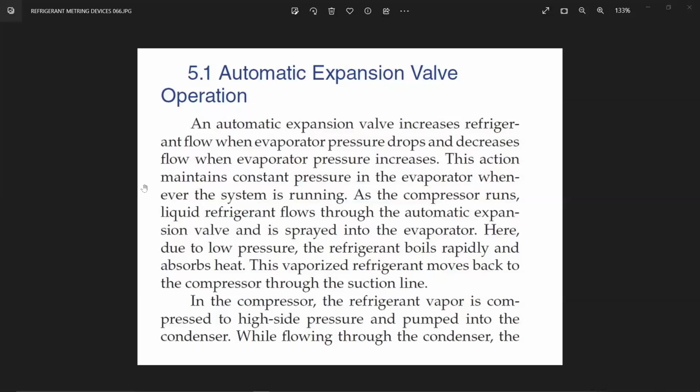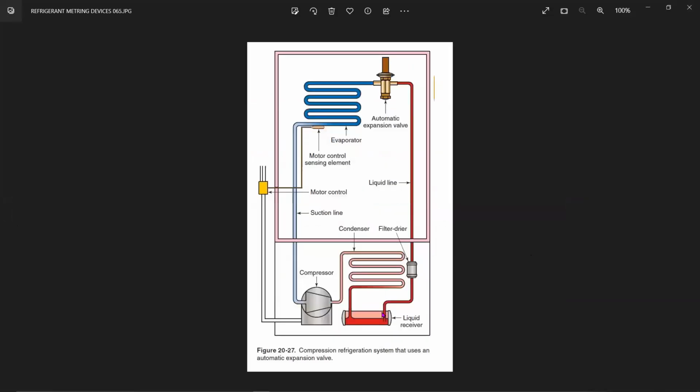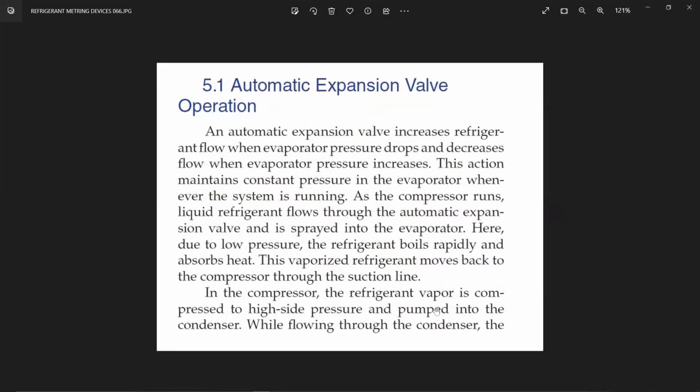This action maintains the constant pressure in the evaporator whenever the system is running. As the compressor runs, the liquid refrigerant flows through the automatic expansion valve and is sprayed into the evaporator. Here, due to the low pressure, the refrigerant boils rapidly and absorbs heat. The vaporized refrigerant moves back to the compressor through the suction line. So basically, the return is coming back into the suction line. Now in the compressor, the refrigerant vapor is compressed to the high pressure side and pumped to the condenser.